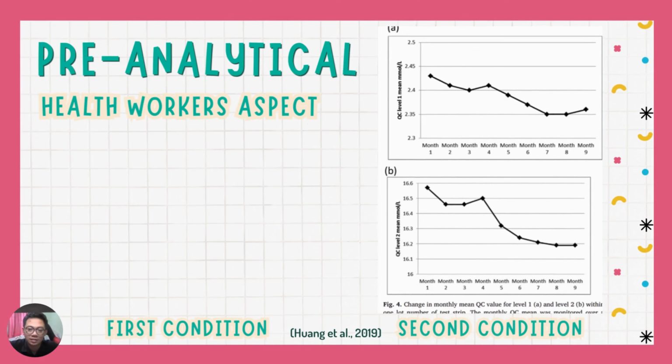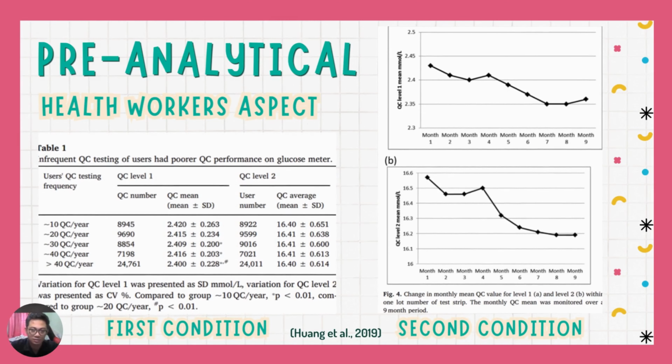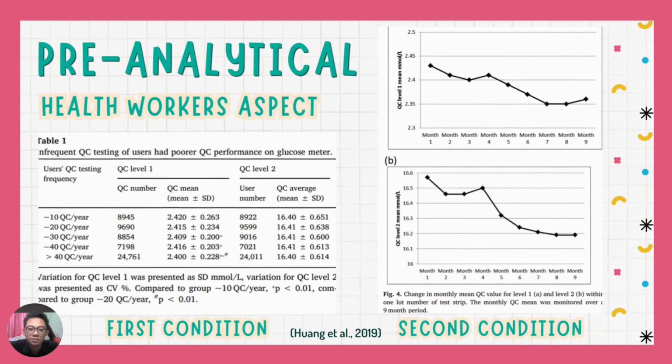From this slide, we can see on the first condition table that if somebody frequently uses the glucometer test, the result will be more accurate. On the second condition graph, it shows us the longer the test strip is stored, the worse the accuracy of the strip.